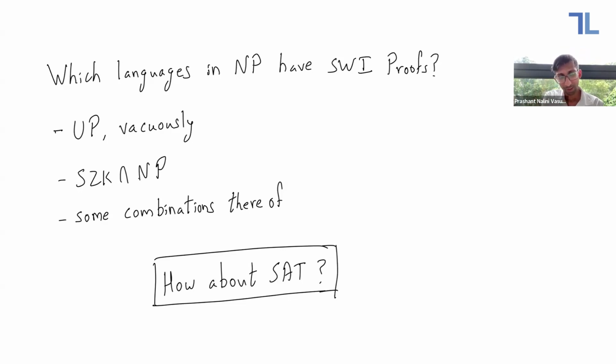Another thing to point out here is that for UP we do know these batch proofs, right? For SZK intersect UP, we do know, because UP has all of these, but for SZK intersect NP, which is a larger class, we don't know batch proofs yet.